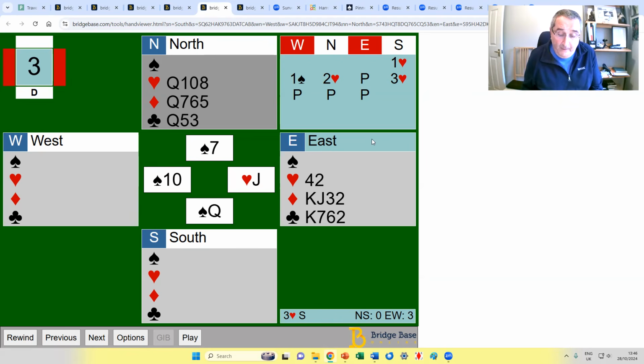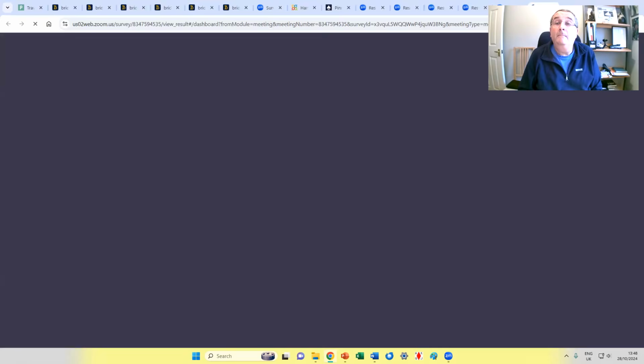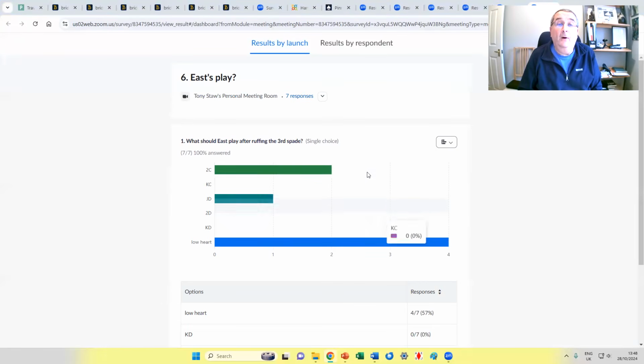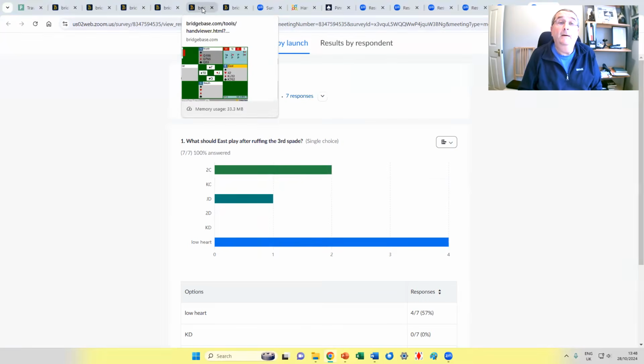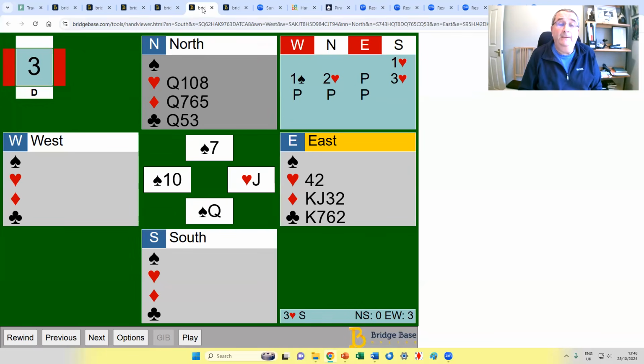And I've got the last poll for you now. What card are you going to play now? Have a look at the results. Some more people haven't answered, but most people have gone for a low heart with choices of a club or a diamond. And let's think about this.